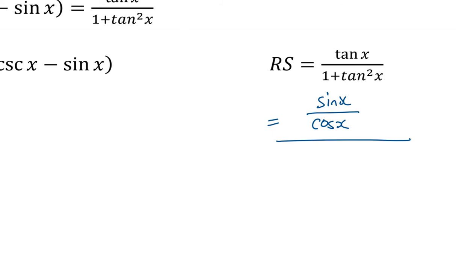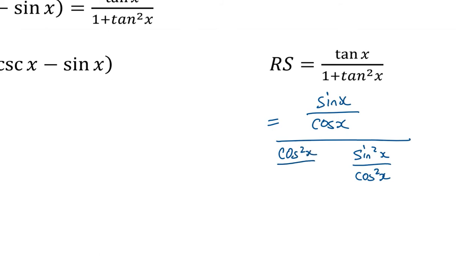Now I'm going to swap out this tan squared. I'm going to do that first. So it's going to be sine squared over cos squared. And then, you could do this all in one step or in two steps. But because I'm going to end up with a fraction in the denominator, I'm going to change the 1 into a fraction as well to get a common denominator on the bottom.